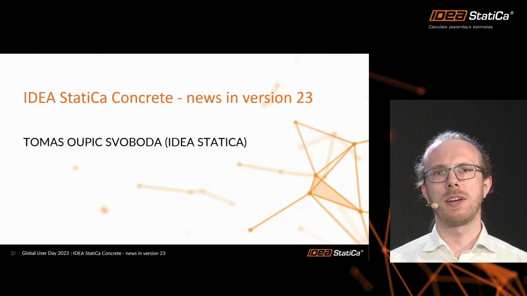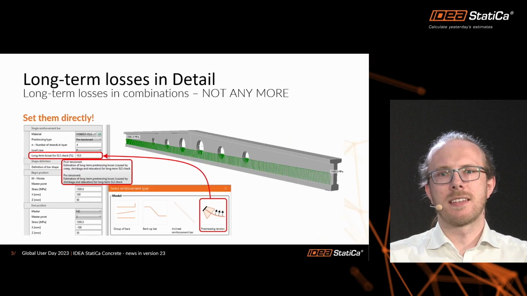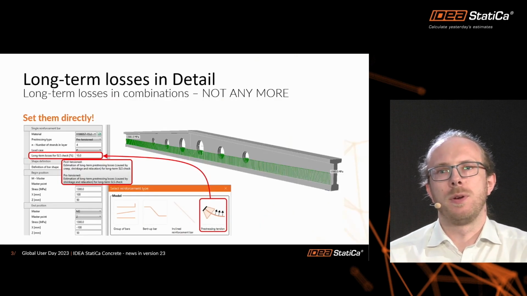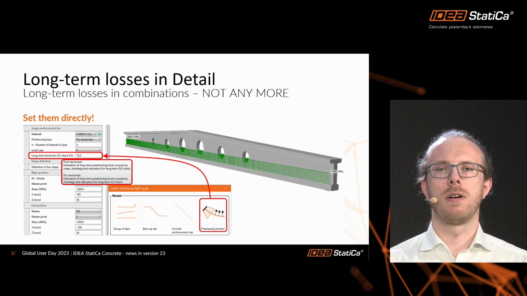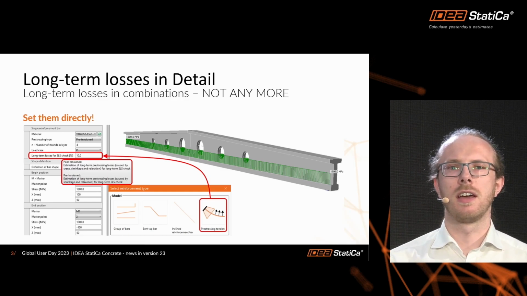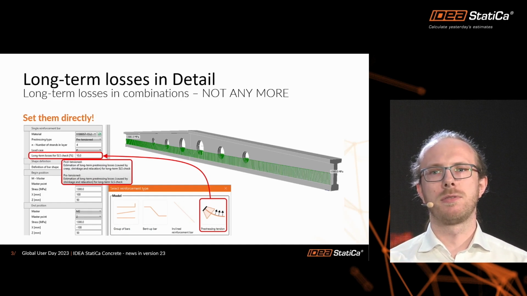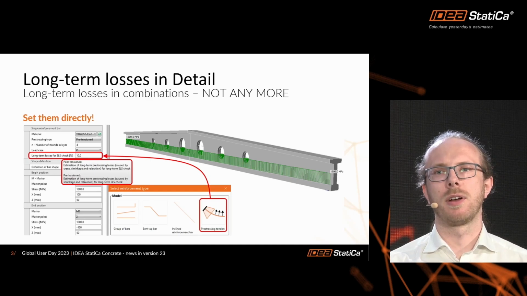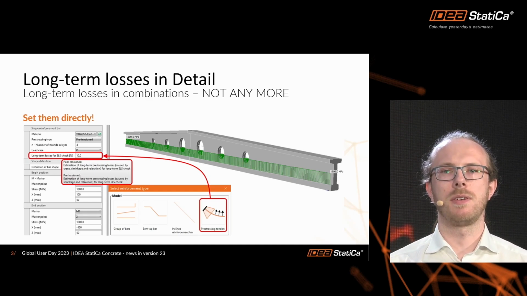Ladies and gentlemen, I'm going to present the news in Concrete in version 23. Let's start with the first one, which is about the long-term losses. We have added an option to set an estimation of long-term losses directly in the application. It basically means that you don't have to create and calculate special combinations for long-term and short-term behavior anymore.